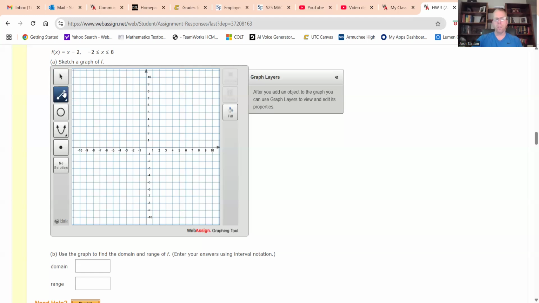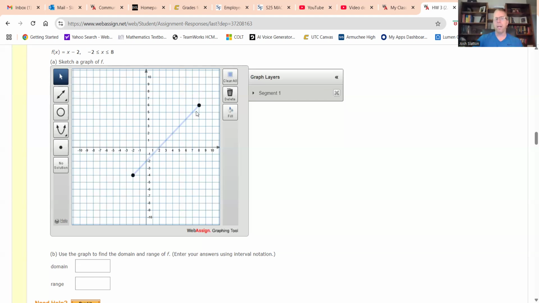And now with this one, we need to plot the two endpoints. So we need to plug in -2 for x, and then we need to plug in 8 for x and get 2 points. And that will help us graph the line segment. So plug in -2, we get f of -2 is -4. So -2, -4, just click there. And then plug in 8, f of 8, 8 minus 2 is 6. So we have 8, 6. Click there, and then it connects our line segment. And that's all you got to do for this one.